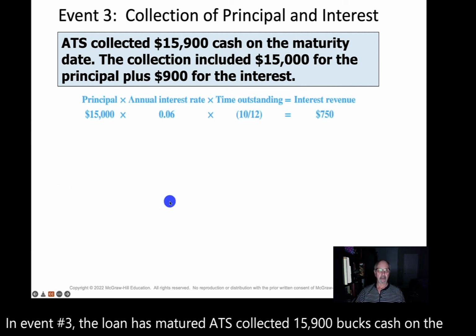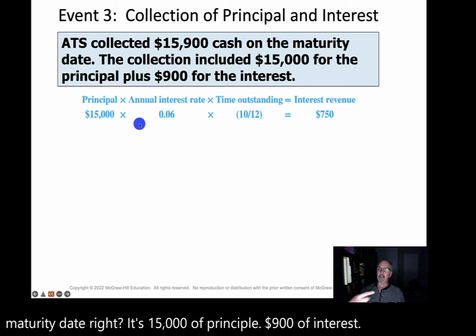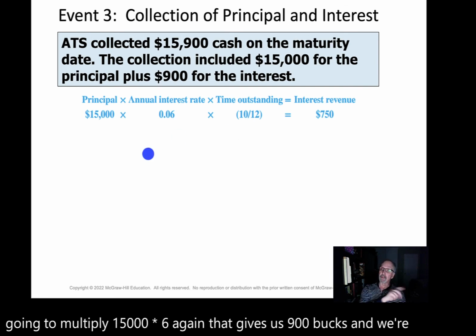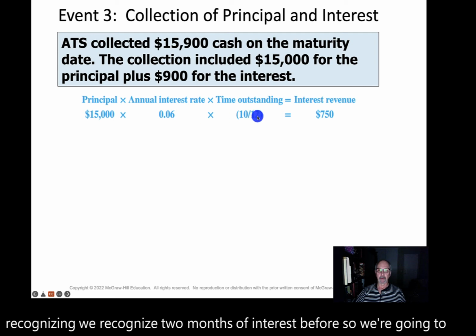Now, we have to recognize how much interest is left to recognize. So we're going to multiply 15,000 times 6% again. That gives us 900 bucks. And we recognized 2 months of interest before. So we're going to recognize 10 months of interest now. So we divide the 900 by 12, multiply by 10, and we get 750 bucks.